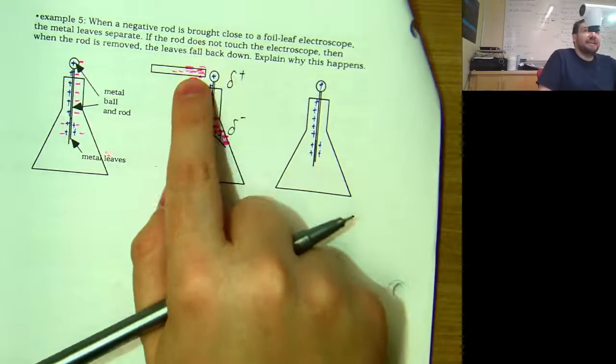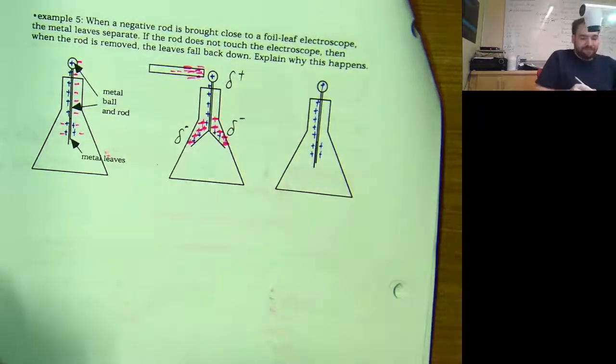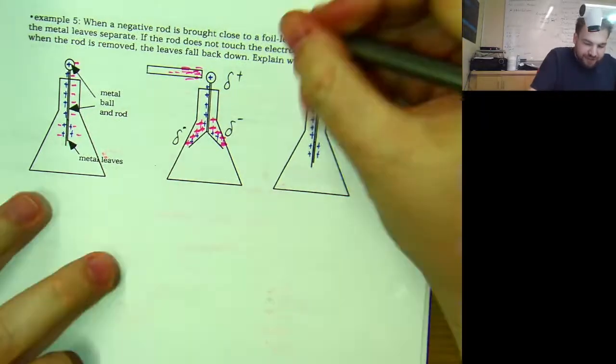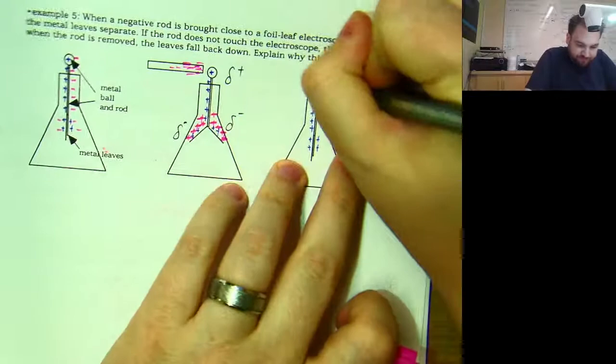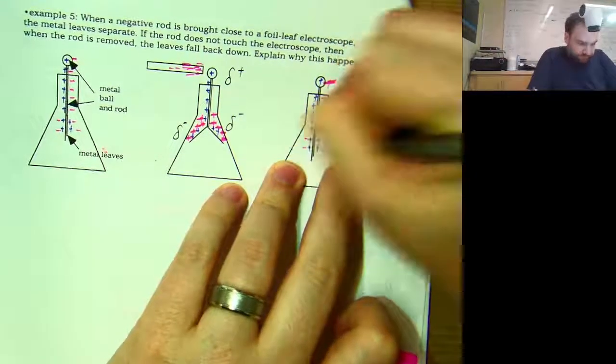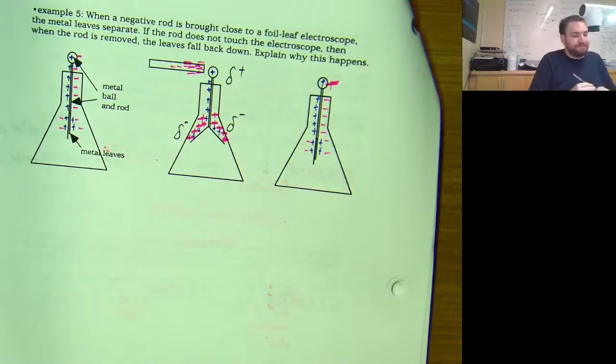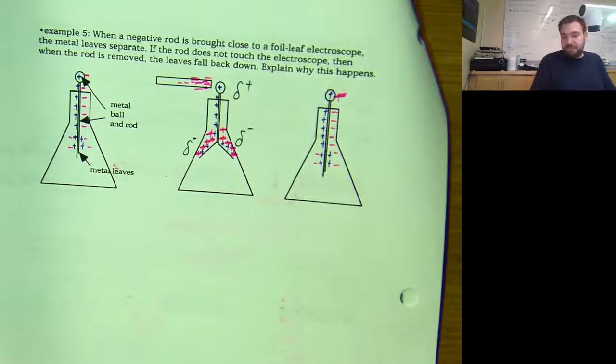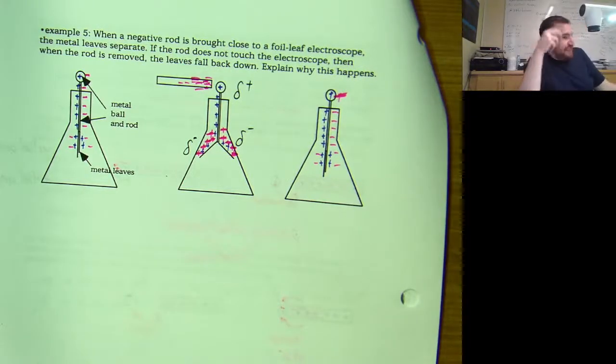When you take the negative rod away, that allows these guys to redistribute. Negative, negative, negative, negative, throughout the system. So you can't see them, but there's got to be something moving around in there, and relatively quickly. There wasn't a lot of delay.